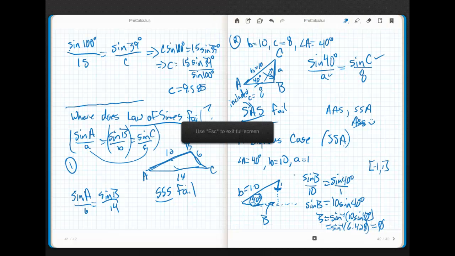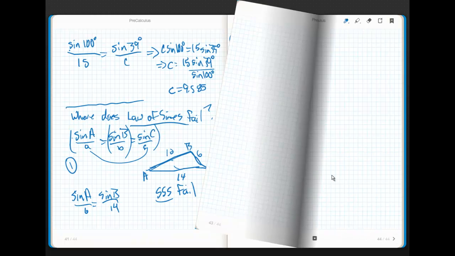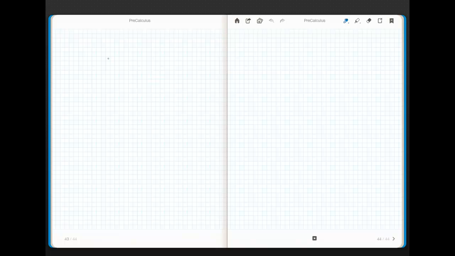So what does this mean? This means there are no such triangles. There are no triangles that have an angle of 40 degrees, one side of 10, and a side opposite the 40-degree angle of length 1. Okay, so that's one of the three ambiguous cases, or one of the three side-side-angle cases.